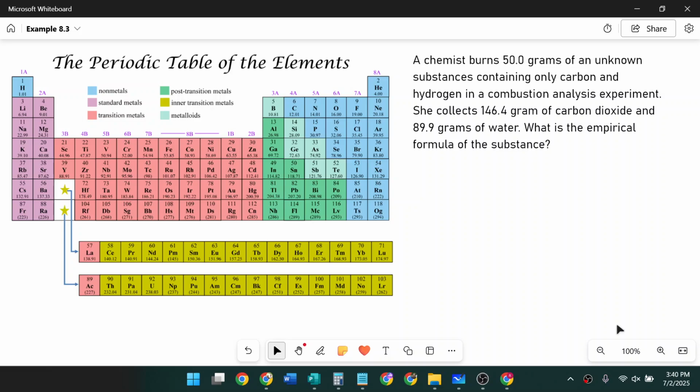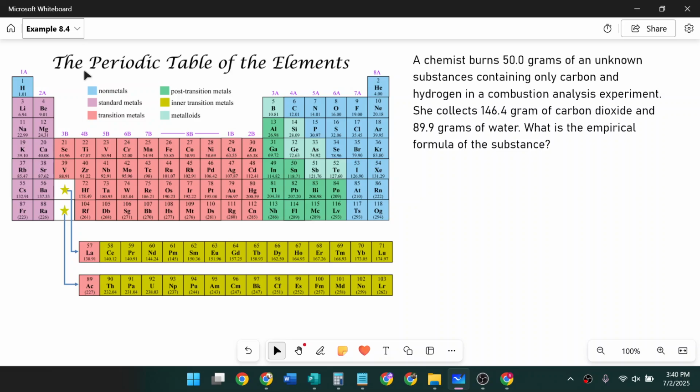This is example 8.4. I did not update my thing, sorry. From Discovering Design with Chemistry. A chemist burns 50 grams of an unknown substance containing only carbon and hydrogen in a combustion analysis experiment.